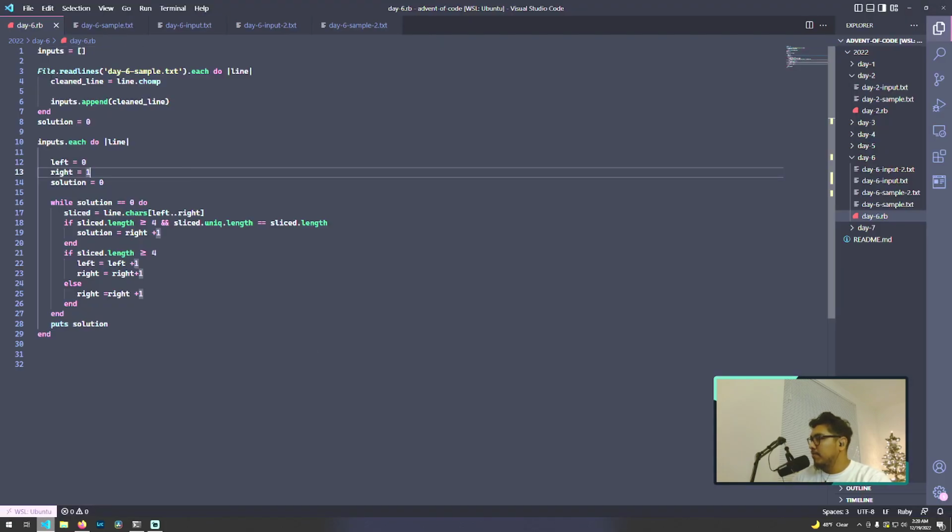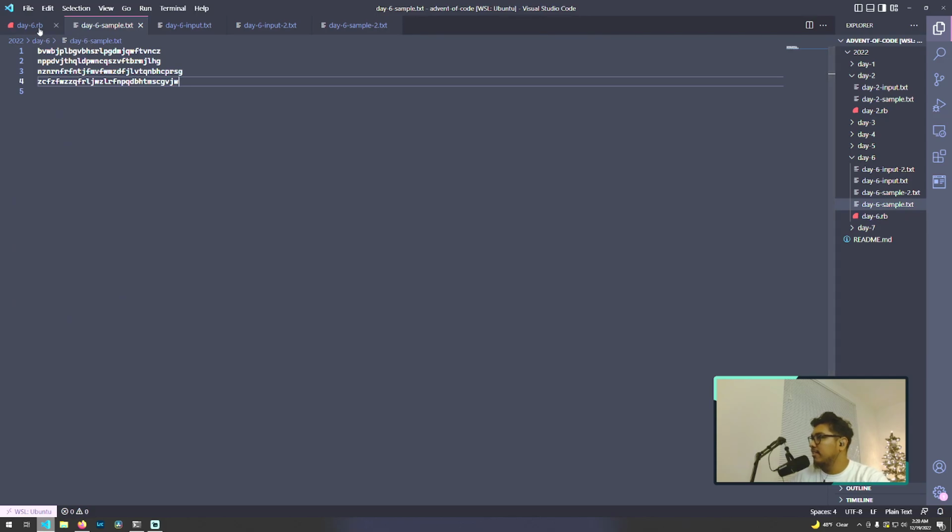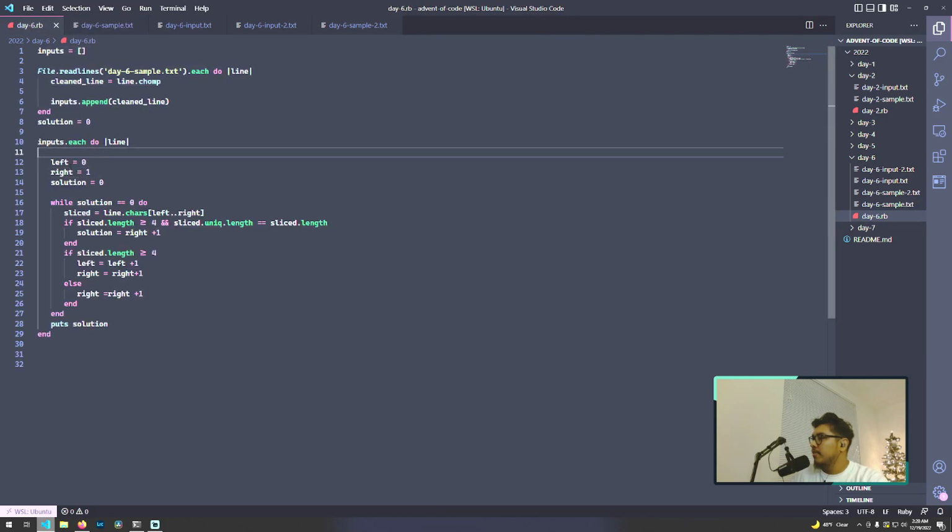I think it was really simple. So I'm keeping the same starting code where I read the line. And the sample is 4 lines. Each one is a different input. So I have my left index, my right index starts at 1. I'm looking for a solution.